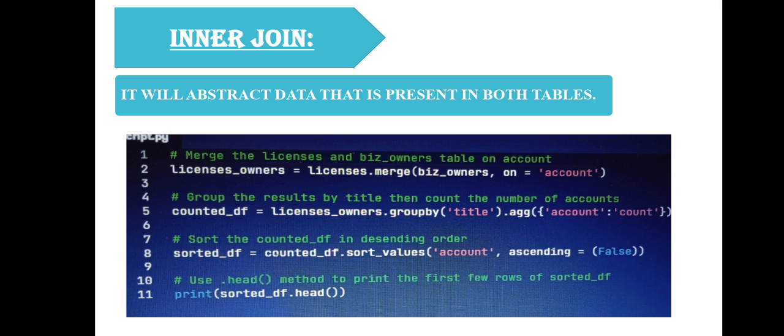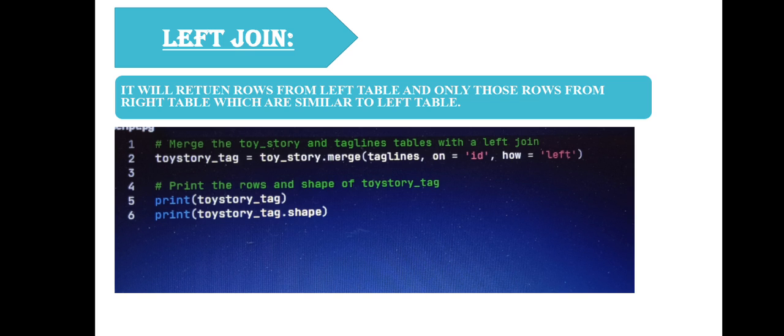In the given picture, you can see merge the licenses and biz owners table on account. Here are the two tables, licenses and biz owners. So inner join will extract data from both licenses and biz owners. Then is left join. Left join returns rows from the left table and only those rows from the right table which are similar to the left table.